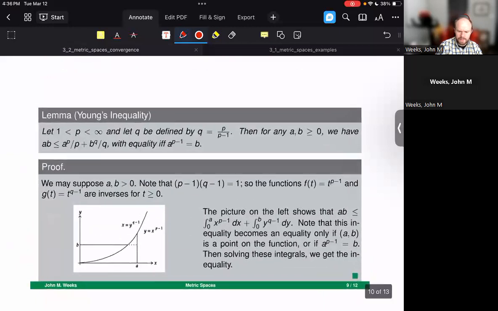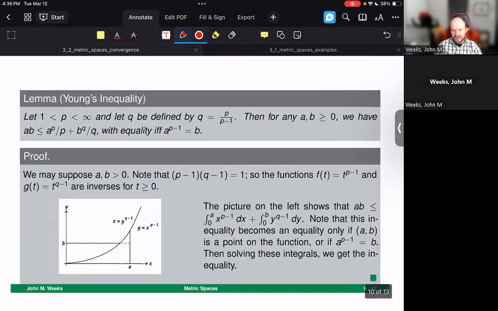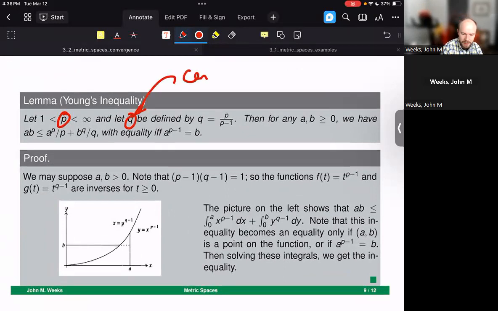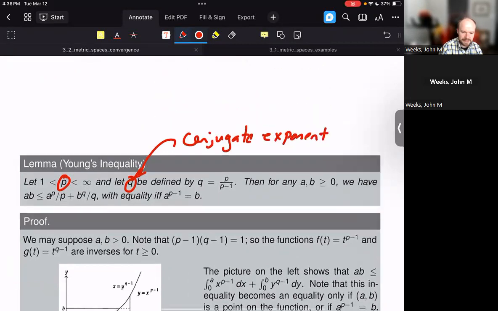Let me mention a few of the important points in how we're getting there. This first one, Young's inequality, says that there is a relationship between values of p and q. Here I am defining q to be the conjugate exponent of p. This might be a new term for us. The definition of a conjugate exponent is this.